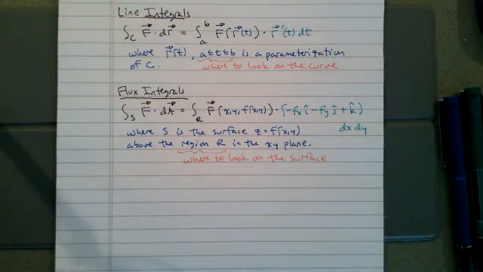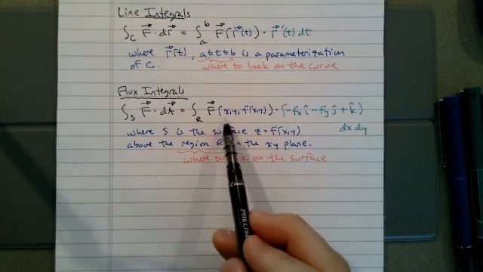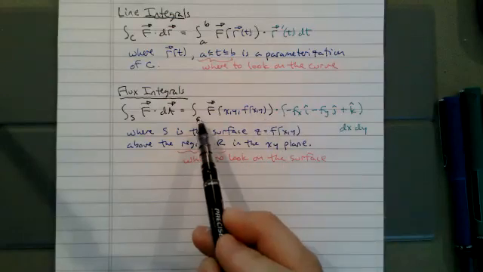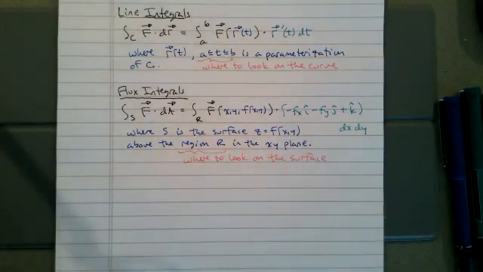Just like when we're integrating a function, we find an antiderivative and plug in the endpoints. We have to decide the interval that we're looking at. Same thing here in flux integrals. Here we are describing the surface, and then the R is where to look on the surface.